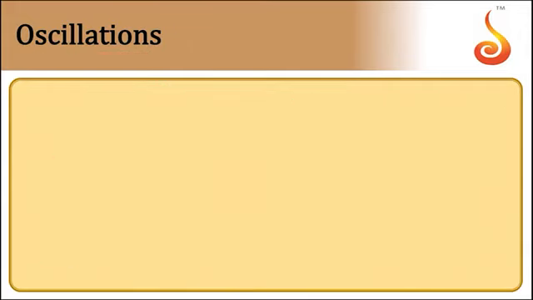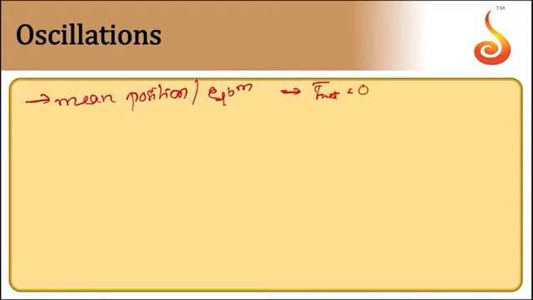Let us just recall some important terminologies which we use here. As I said, mean position or equilibrium position corresponds to the position about which the oscillation takes place, or this is the position about which the potential energy is minimum, or the net force acting on the particle is zero. Amplitude of oscillation: amplitude is the maximum displacement of the particle, of course always measured from the mean position.